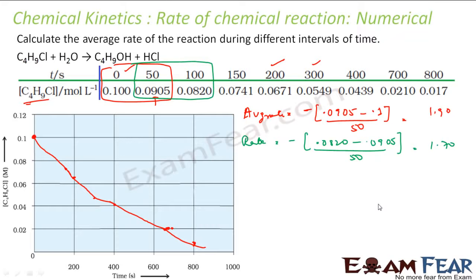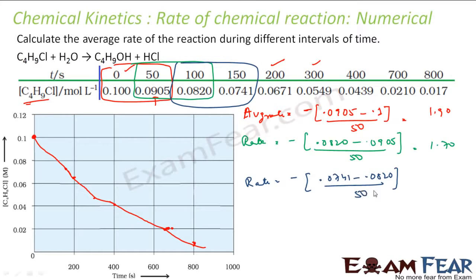Let's talk about the third window. Here we'll talk about the rate once again. Minus of final concentration, which is 0.0741, minus initial, 0.0820, by time, which is 150 minus 100, that is 50. You solve this, you get 1.58. You keep solving it and you see that the rate is decreasing. It's 1.9, 1.7, 1.58.